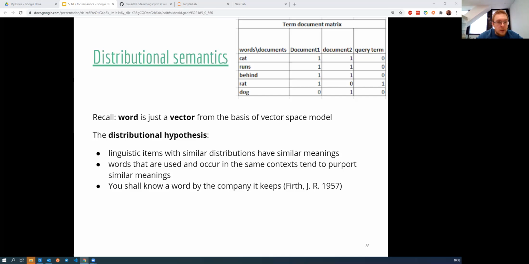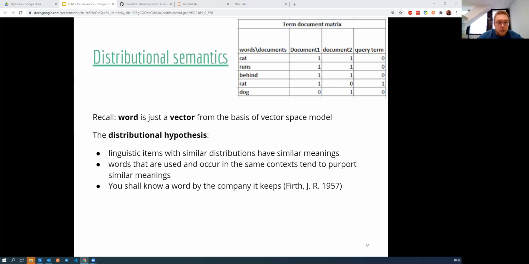And the distributional hypothesis is an idea which appeared long ago, around half a century ago, or maybe even a century ago. It says that words which are distributed in the text similarly have similar meanings. The words which occur in the same context have similar meaning.